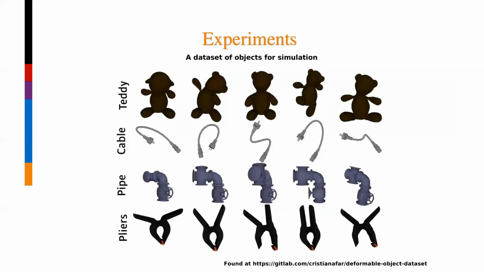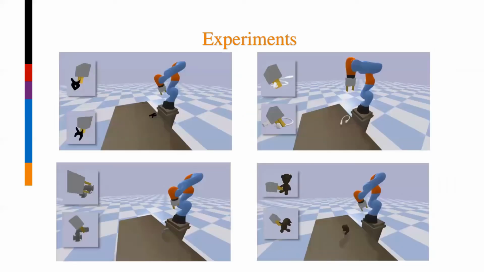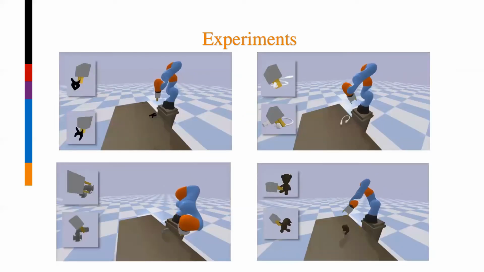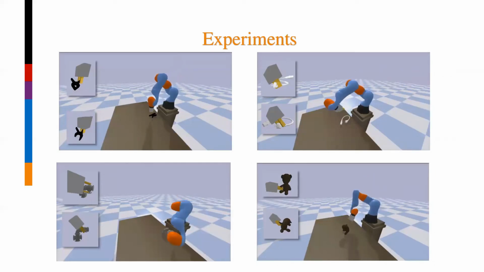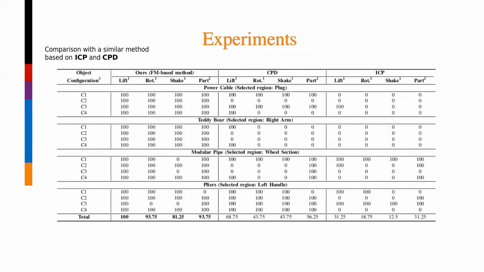We do a number of experiments with these 4 objects in the image here, in these different configurations. The dataset that we use is available on our GitLab page. And we have actually very nice results shown in these videos here. In the videos, the top image shows the initial grasp before the transfer, and in the bottom, we have the grasp after the transfer. And our experiments were particularly successful.